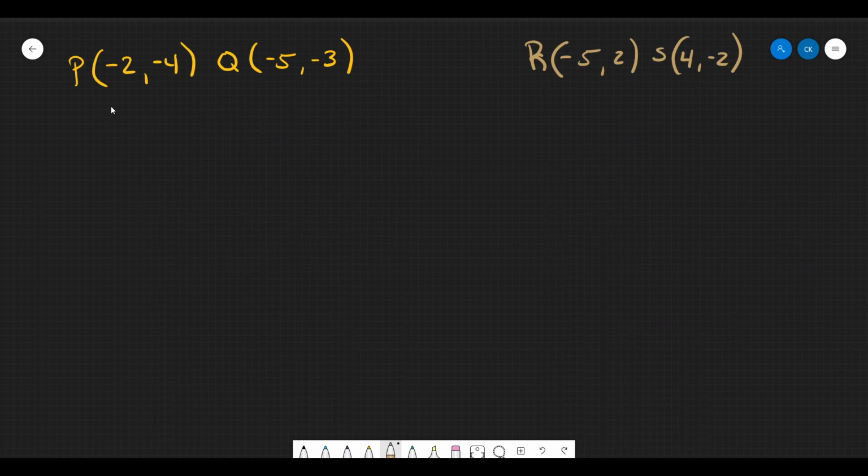All right, so I've given you 2 different problems here, and I would like you to pause the video here and try and find the distance between these 2 points. So I want you to find the distance between point P and point Q, and then I want you to find the distance between point R and point S. So remember your distance formula that we just talked about. If you need to, rewind the video, but try these ones on your own and see if we can figure out what they are.